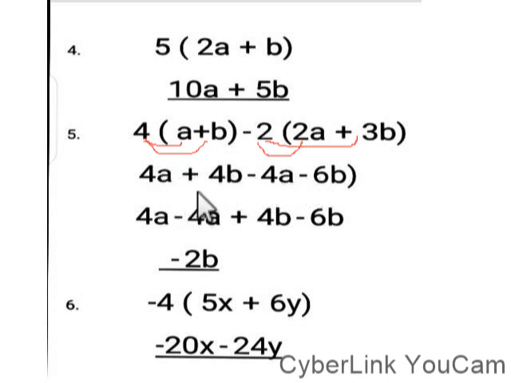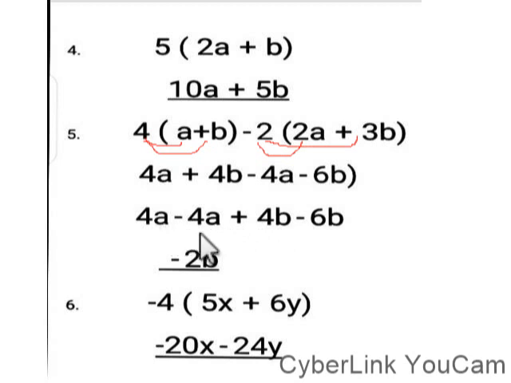We have a. Does a have a brother again? Yes, that's minus 4a. So bring it closer to his brother. Then we are done with a. We go to b. Plus 4b, that's what we have here. Then plus 4b, where is the brother? That is minus 6b. So we can bring them together in terms of their likeness.